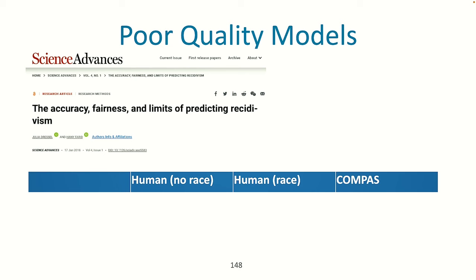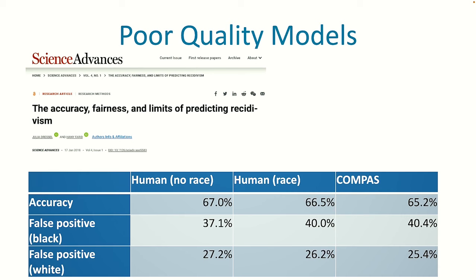And what they wanted to do was to compare how the COMPAS software performed against humans. And they did two different studies. They had humans who didn't have access to the race of the person, and humans who did have access to the race of the person. And these are humans who had no training in criminality. Now the surprise here was that humans were as good as a computer, if not better. But what was disappointing is that they were about as racist as a computer.